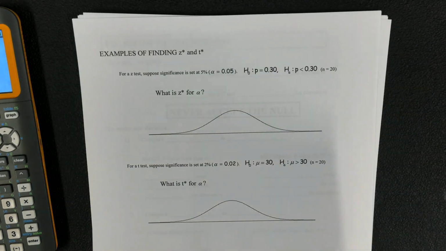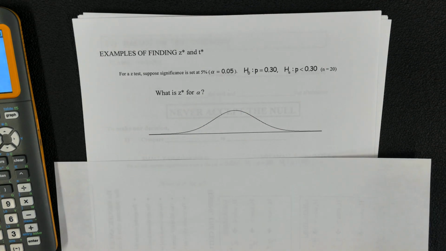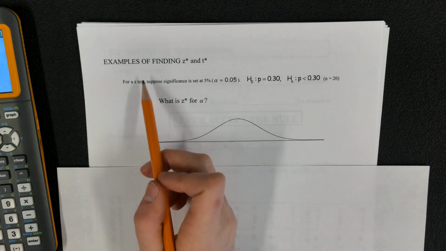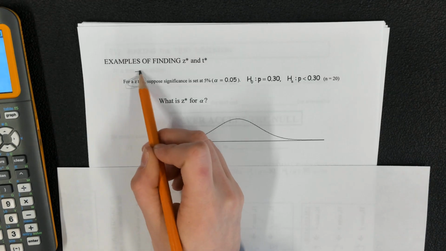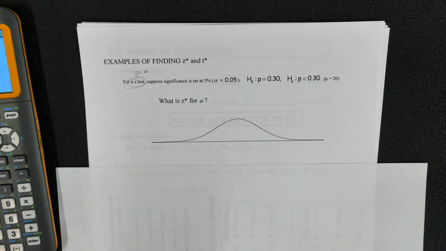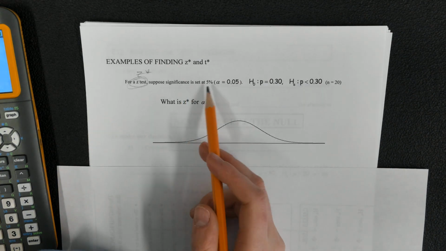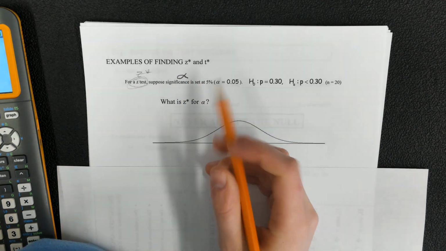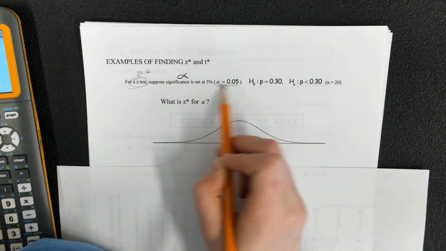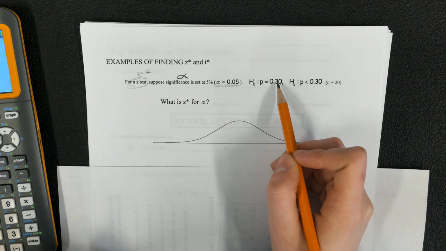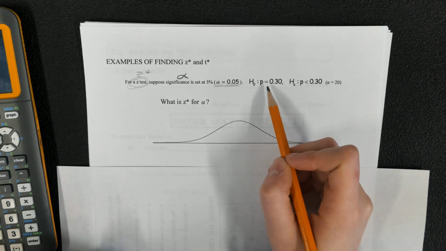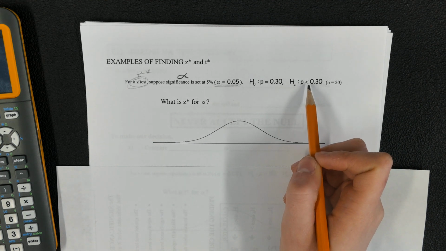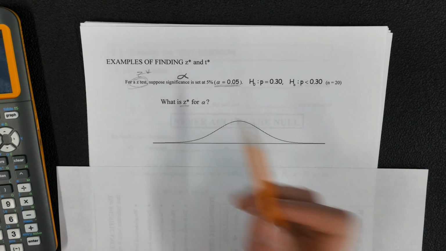So let's try some examples for finding z star and t star. It says suppose for a z test, I'm going to want to find z star, and it's going to be a normal curve. Suppose the significance level was set, and our significance level is our little beta friend, at 0.05. It gives us our null and our alternative hypothesis. It asks what is z star.